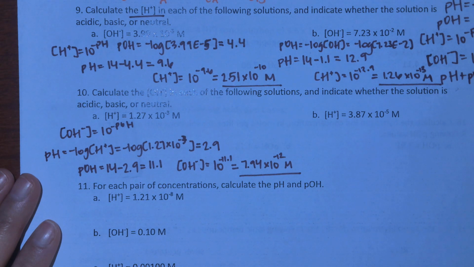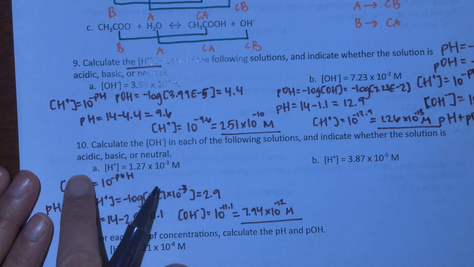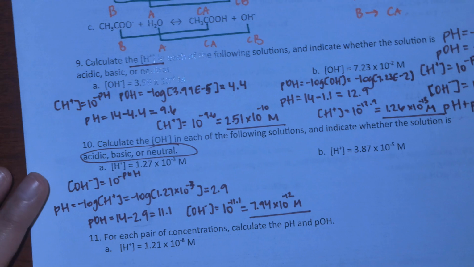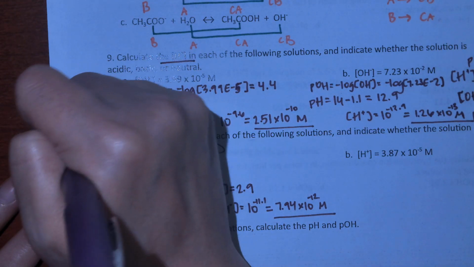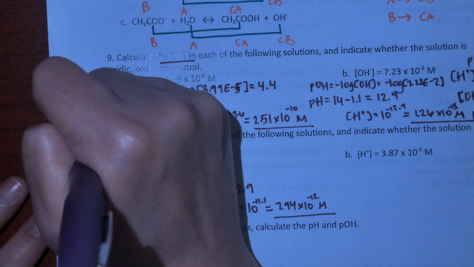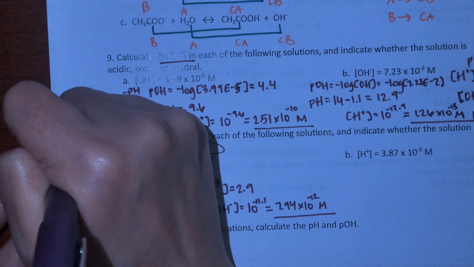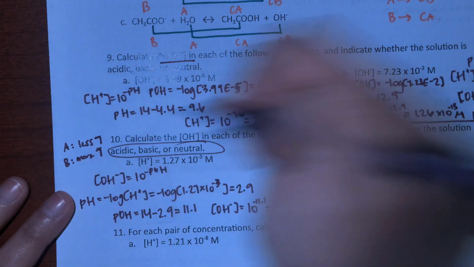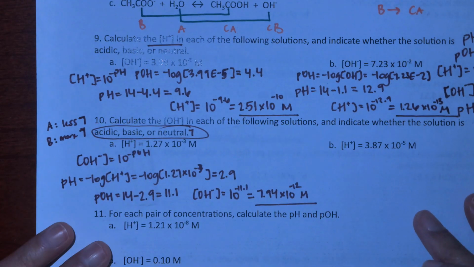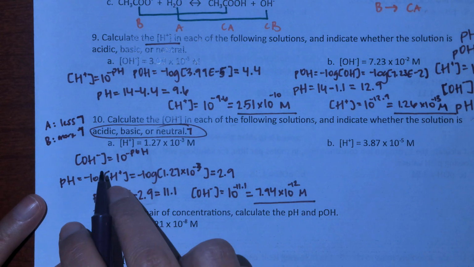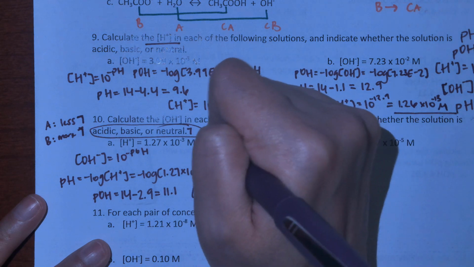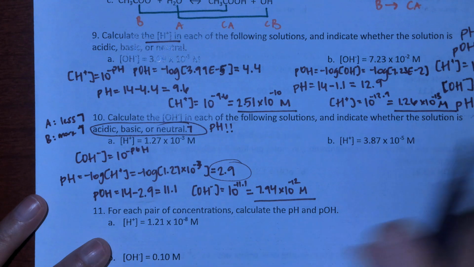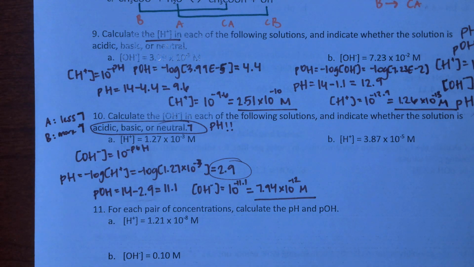Oh, I actually completely forgot to answer this part of the question. Indicate whether it's acidic, basic, or neutral. So, when it comes to this part, a lot of you guys missed it on that quiz. So, an acid is when it's less than 7. Base is when it's more than 7. And neutral is obviously 7. Okay? So, what number do you look at for that? You have to look at pH. So, I have 2.9 as my pH. Therefore, this solution is acidic.